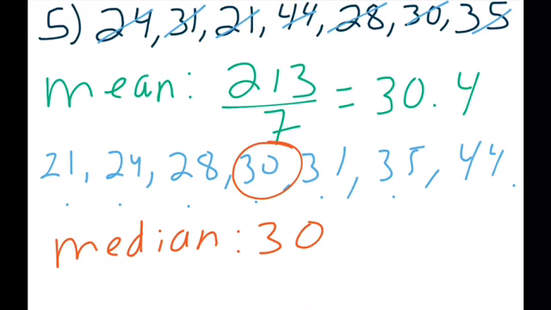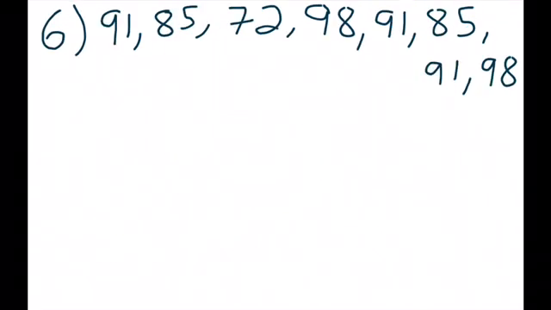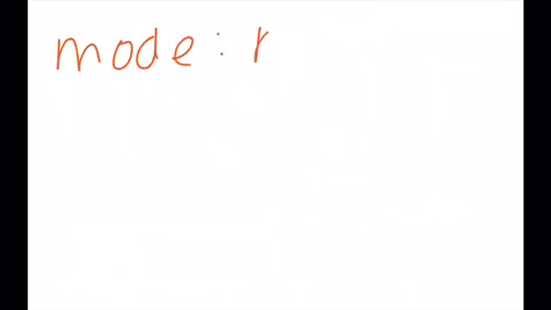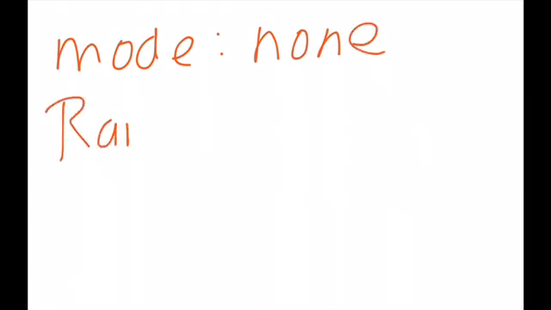Okay, now we want to find the mode. And that's the number that occurs the most. If I look up here, I don't have any number that occurs more than another one. So we're going to say that the mode is none.